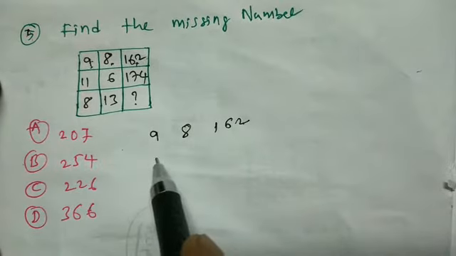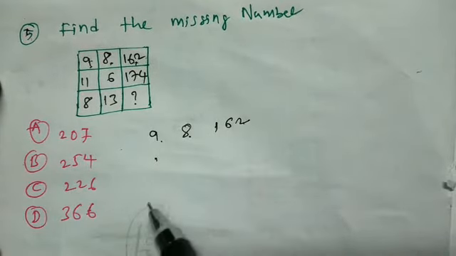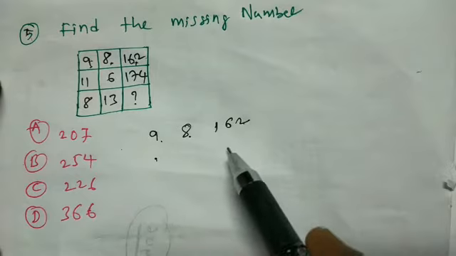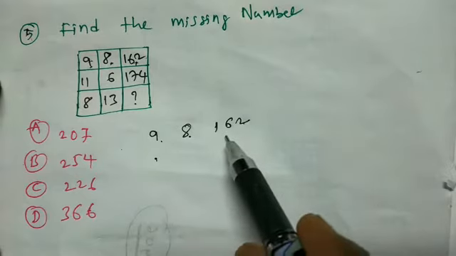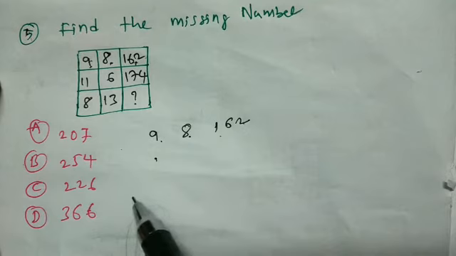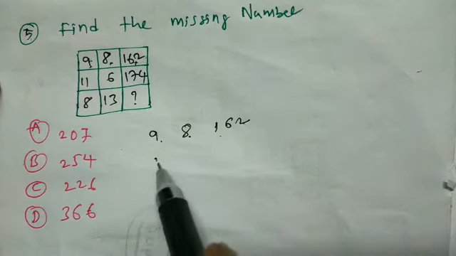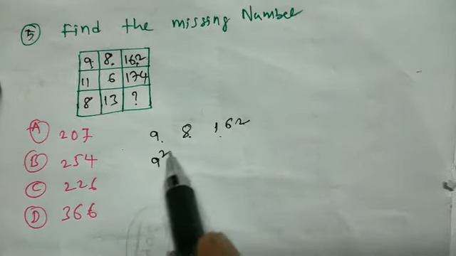Let me try how to get 162. Students, if we see here, 9 into 8 is 72 only. If we double 72, we get 144. Is it or not? But we are not getting 162. There should be something meaningful.